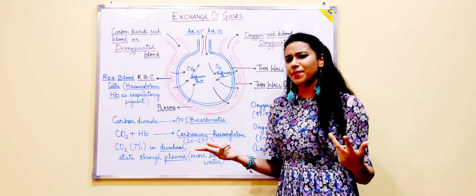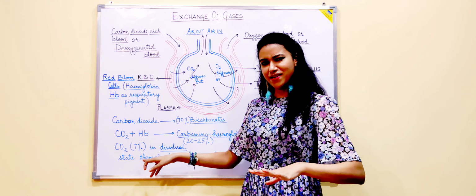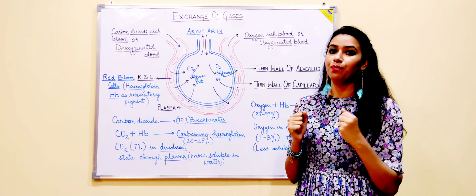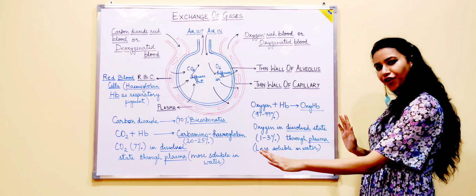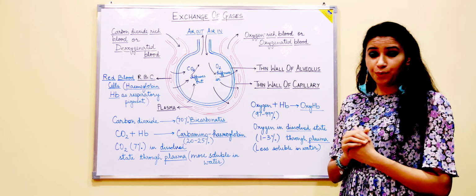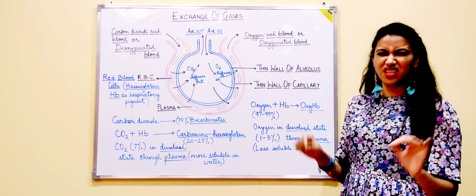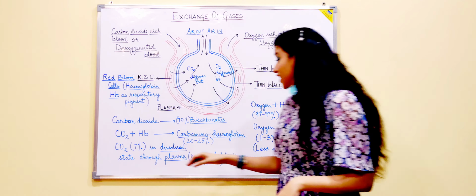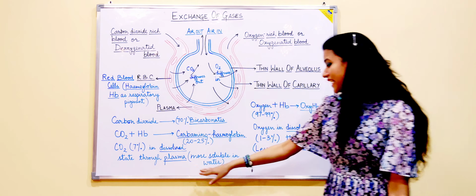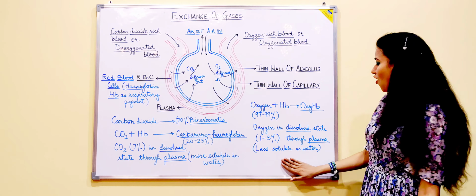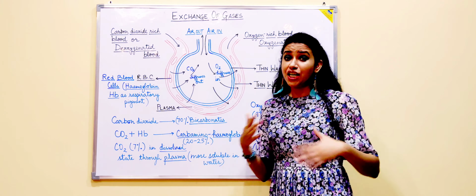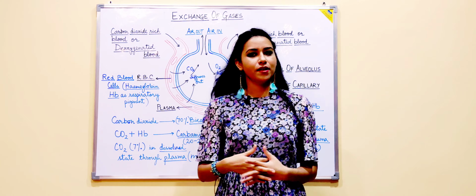What about the rest of the carbon dioxide? There's still 7% of the carbon dioxide yet left. So that is transported in the dissolved state through plasma. Now you will see the percentage difference of the transport of oxygen and carbon dioxide in the dissolved state through plasma. For oxygen, it was just 1 to 3%, very, very low. And for carbon dioxide, it is comparatively high, 7%. Why? Because carbon dioxide is more soluble in water and oxygen is less soluble in water. Well, this is all about the exchange of gases and in which forms oxygen and carbon dioxide are transported.